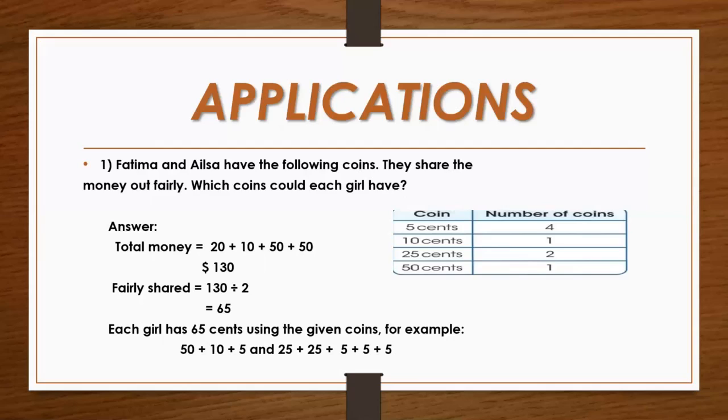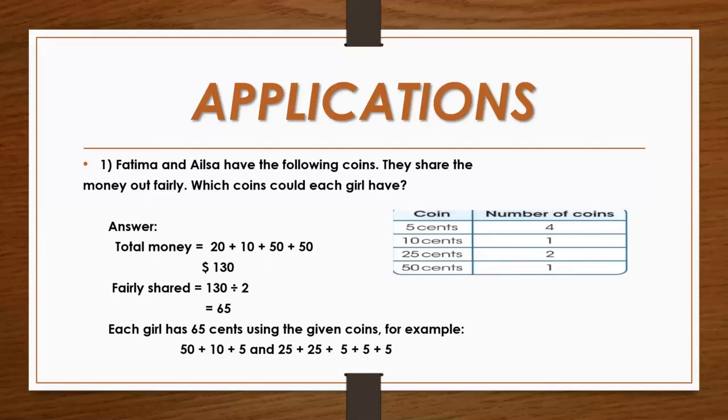You can share the coins in any way. The thing is, both of them should get $65, and all the coins you use for the fair division should include the cents and the number as per the given tabular column. Which means here I use 4 coins of 5 cents. You are not supposed to use 6 coins of 5 cents because it is not given in the tabular column.